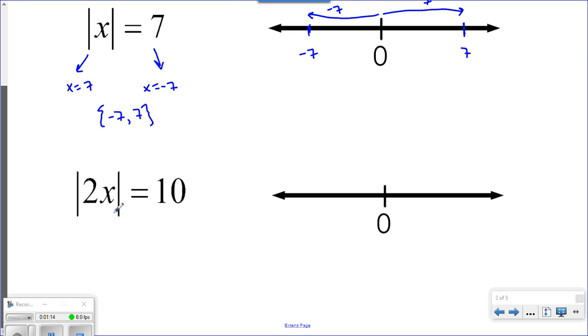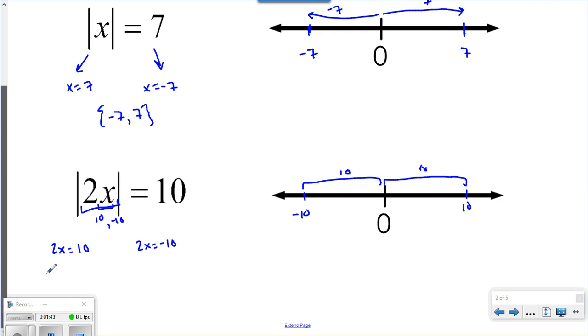If we look at this one, we know that 2 times some number has a distance from 0 of 10. So this means that the whole inside is either going to be 10 or negative 10, because if I take the absolute value of either one of those, I'm going to get 10. So we write two equations. 2x could be 10, or 2x could be negative 10, because we know that those are both 10 units away from 0.